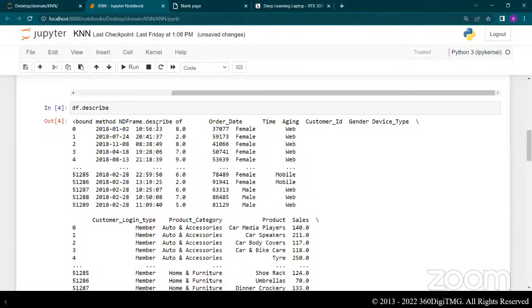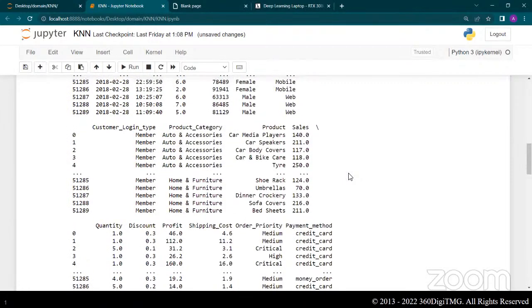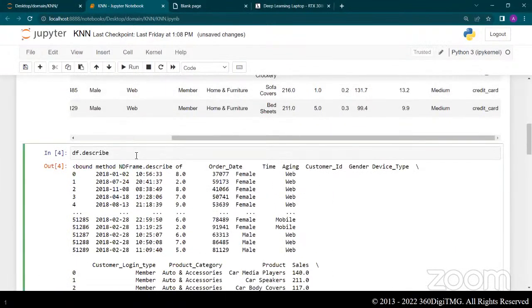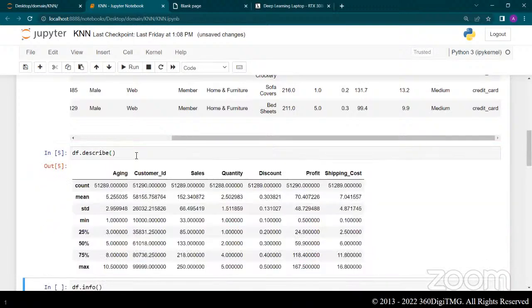So you have all these columns and you have all these unique values. Okay. So we are just taking a look at them. Yeah. So now we are taking a look at all the numeric columns. You have aging. So the minimum for aging is 1. So basically you're taking a look at all the ages. Okay. How many ages? That means we only have the data of members. You understand? Members only. Okay. Then you have customer ID. Then you have sales.